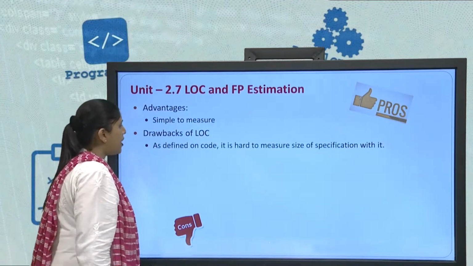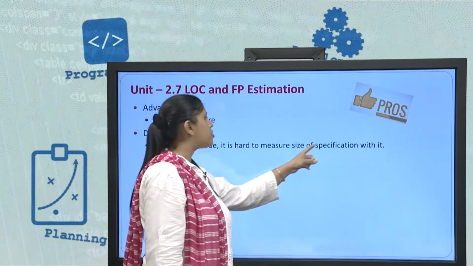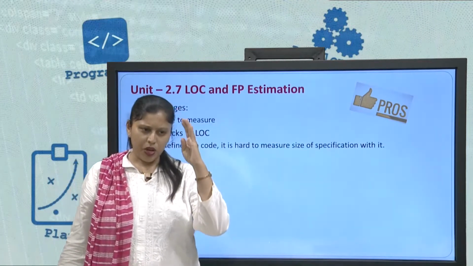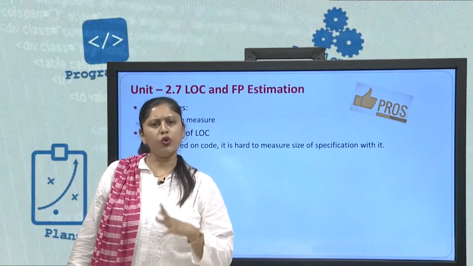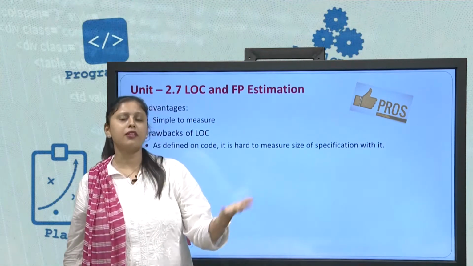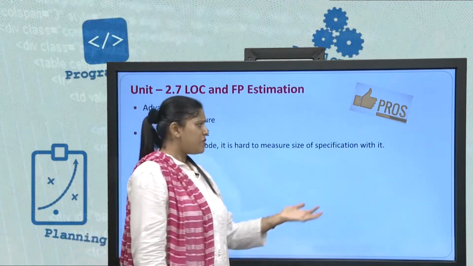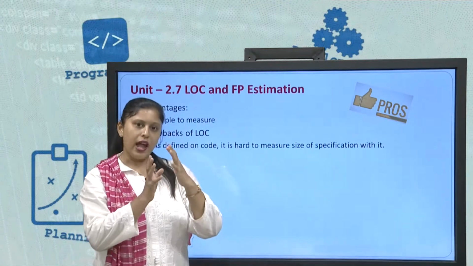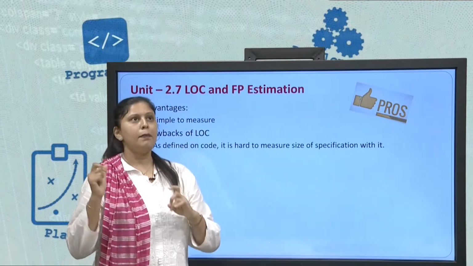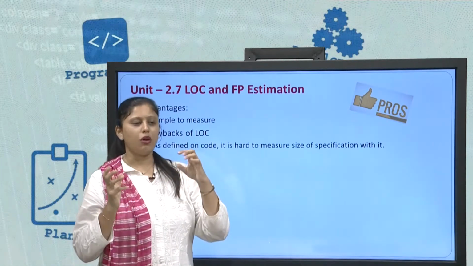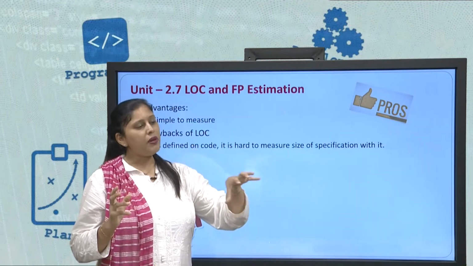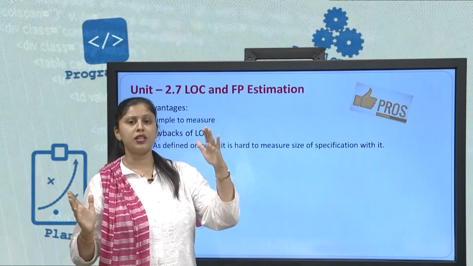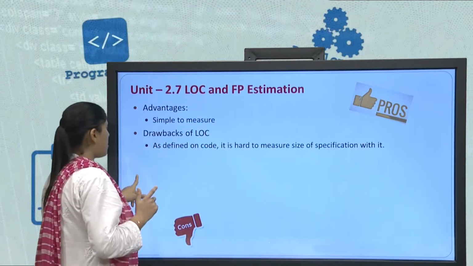First, as it is defined on code, it is hard to measure the size of specification within it. When you say 32,000 lines of code, those lines of code may not satisfy some customer requirements. Whatever specifications were there, probably it is not fulfilling those specifications, though the lines of code are huge. The specification is very minor, or probably that particular requirement is not being fulfilled by those 32,000 lines of code. So, that is one of the drawbacks.